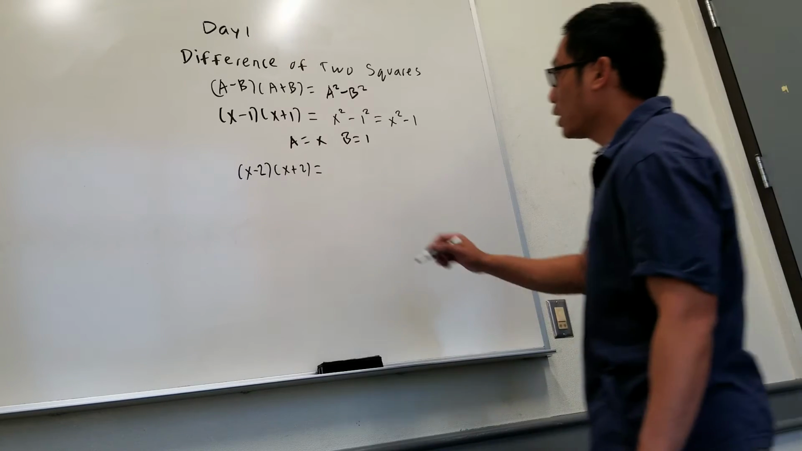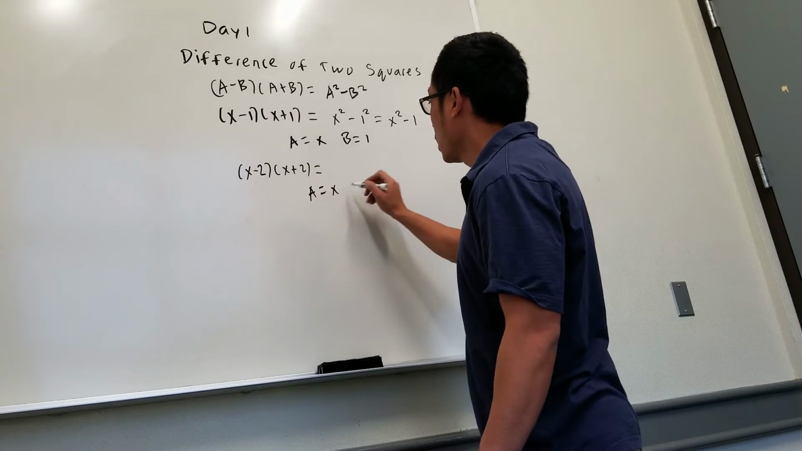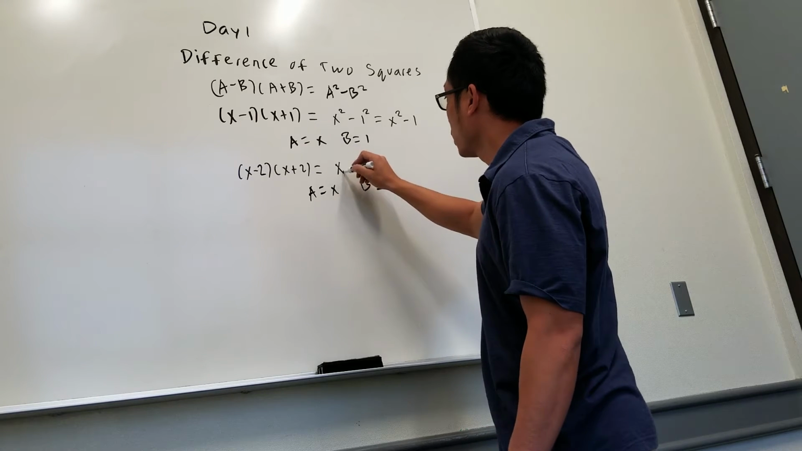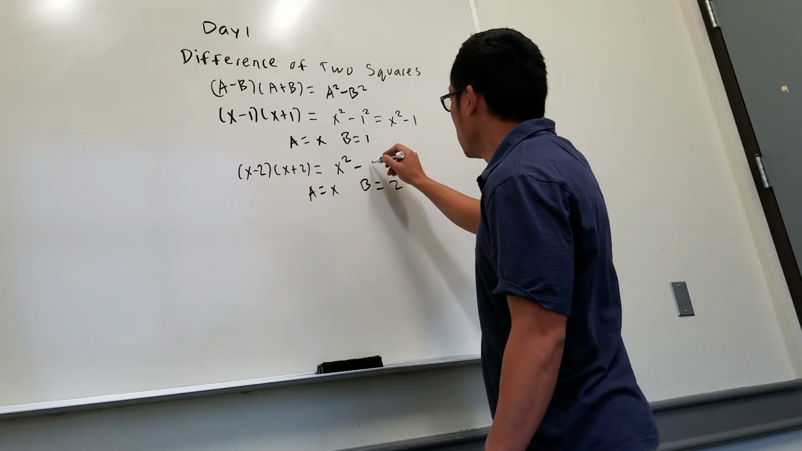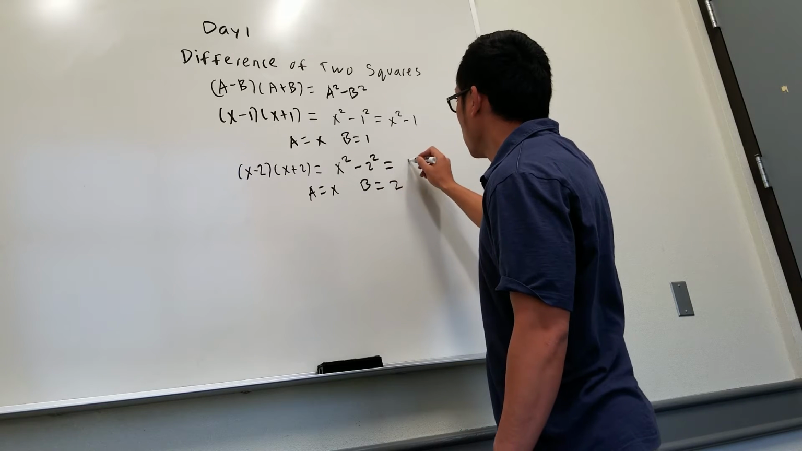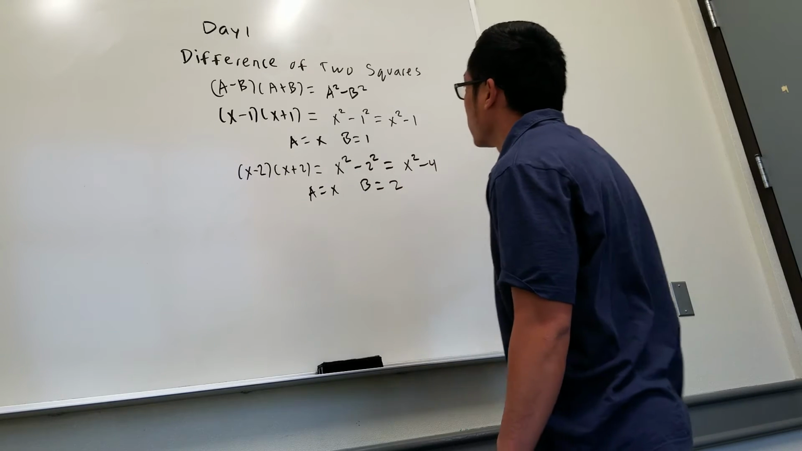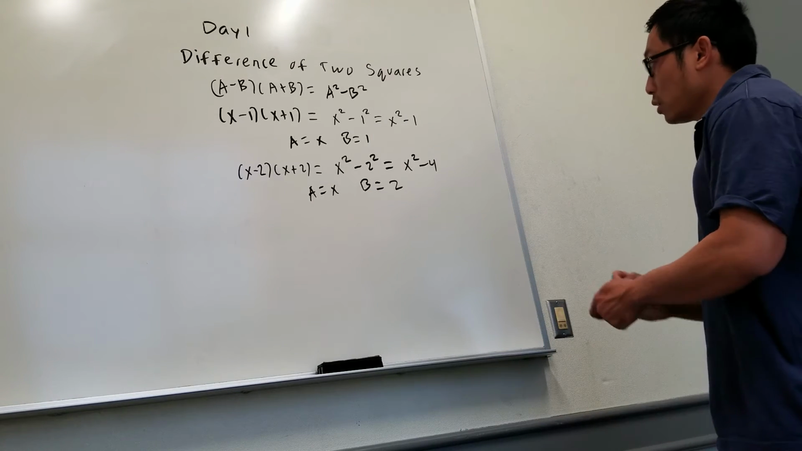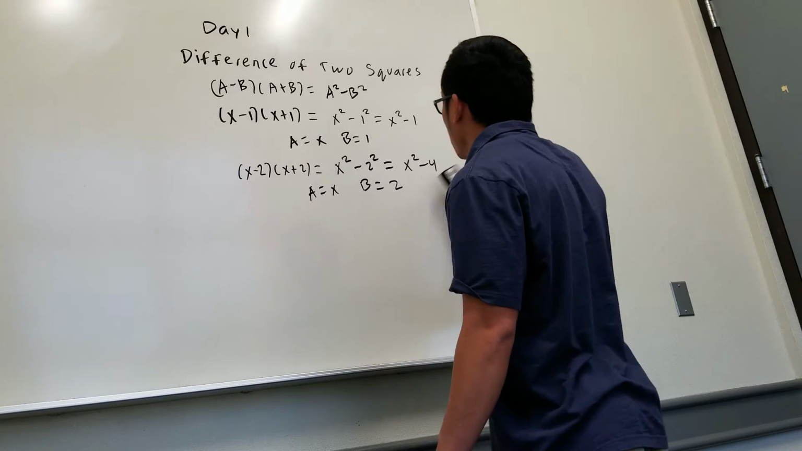So what do we get? We get a is equal to what? X, b is equal to 2, right? So we have x squared minus b squared, which is 2 squared, and then we simplify, get x squared minus 4. That's it. We just did difference of two squares. Let's do another problem. Moving on.